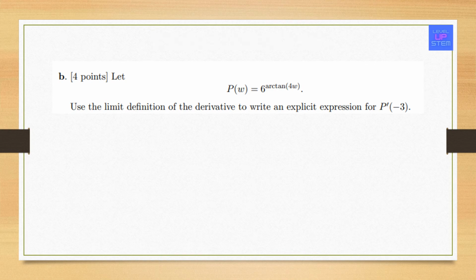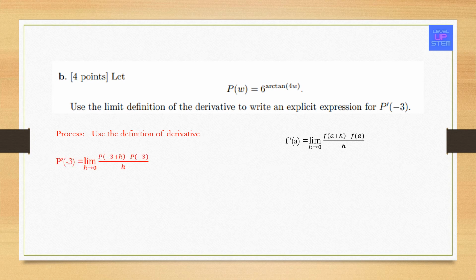derivative right here. So our process, we're going to use the definition of derivative, the whole thing this time. And everywhere we see an f, we're going to replace with a p in that equation. And everywhere we see an a, we're going to replace with a -3. So that's all I did to get to that step.